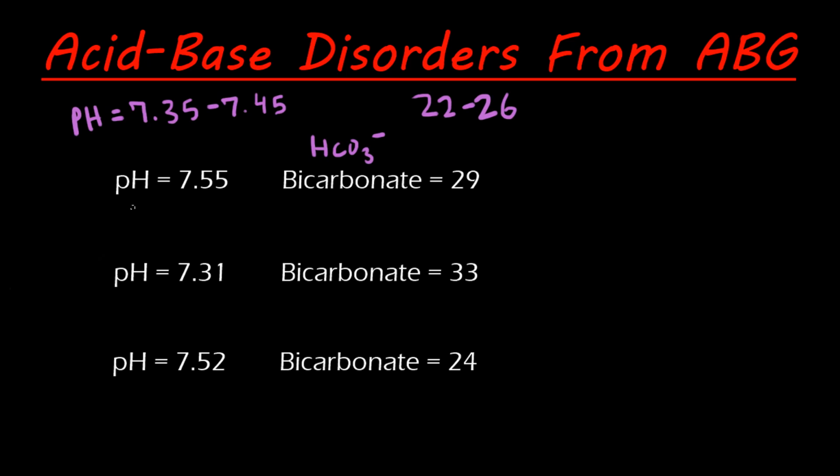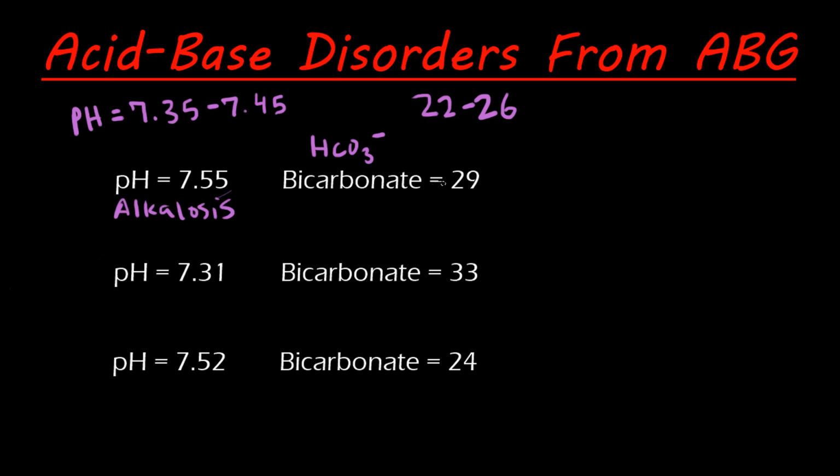The first one: we have a pH of 7.55 and a bicarbonate of 29. How do we figure out which acid-base disorder we're dealing with? First we look at the pH. Is it below or above our pH range? Well, 7.55 is above 7.45, so this is alkalosis. If it was below, say 7.25, that would be acidosis. So below is acidosis, above is alkalosis.